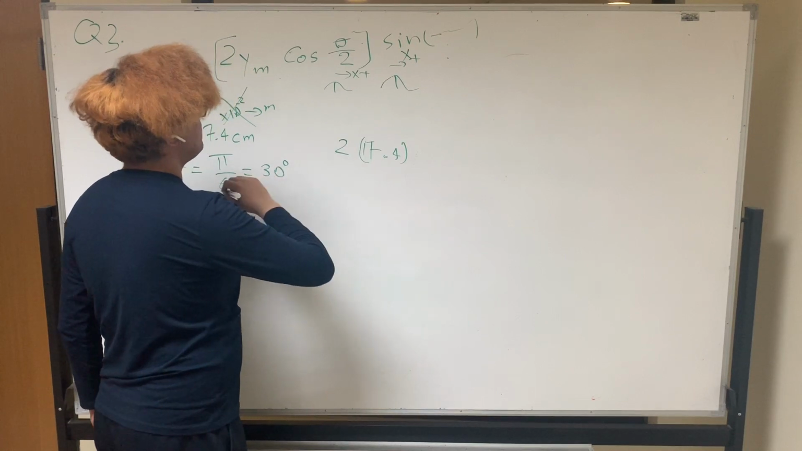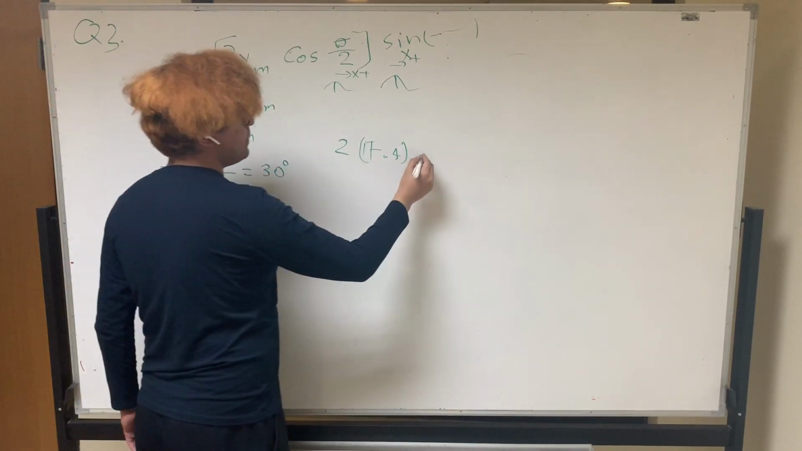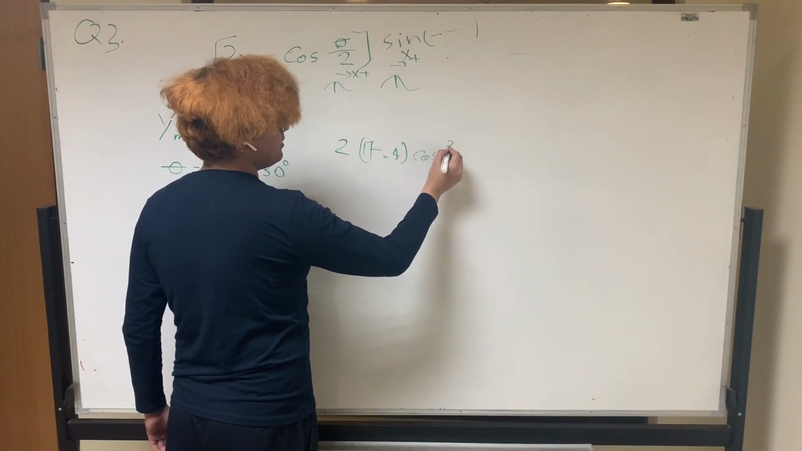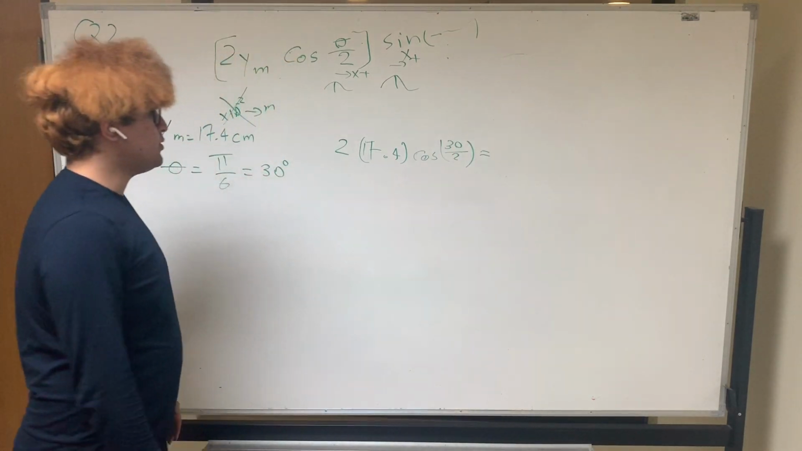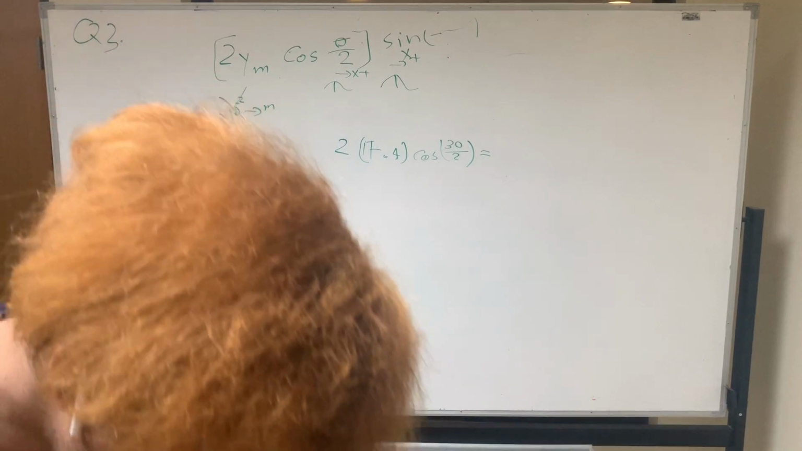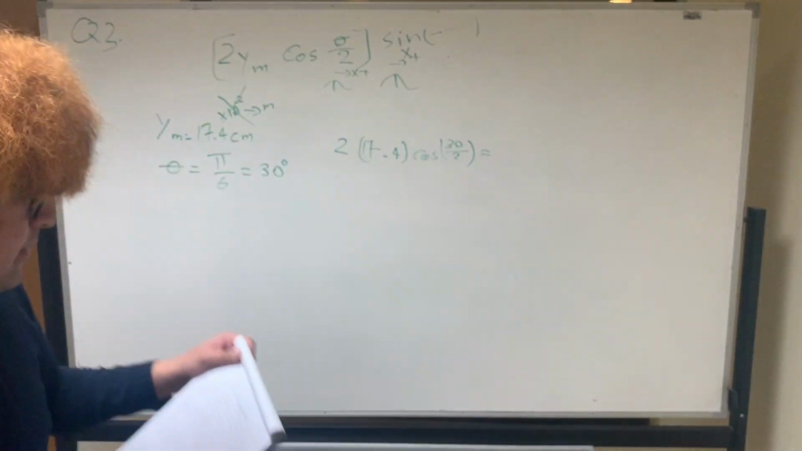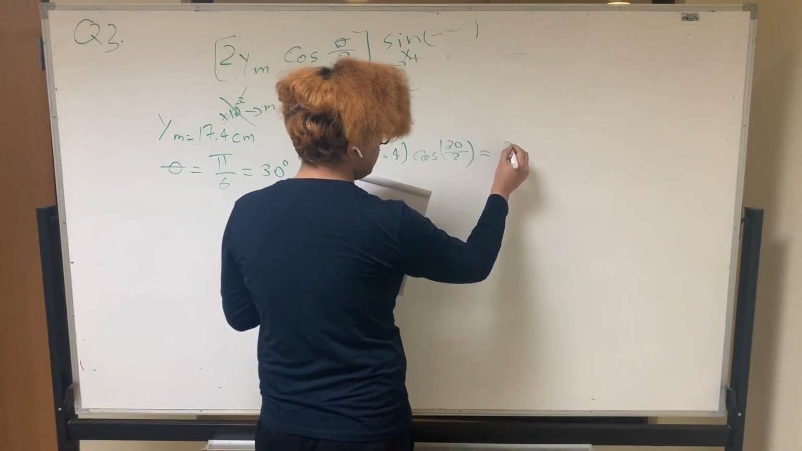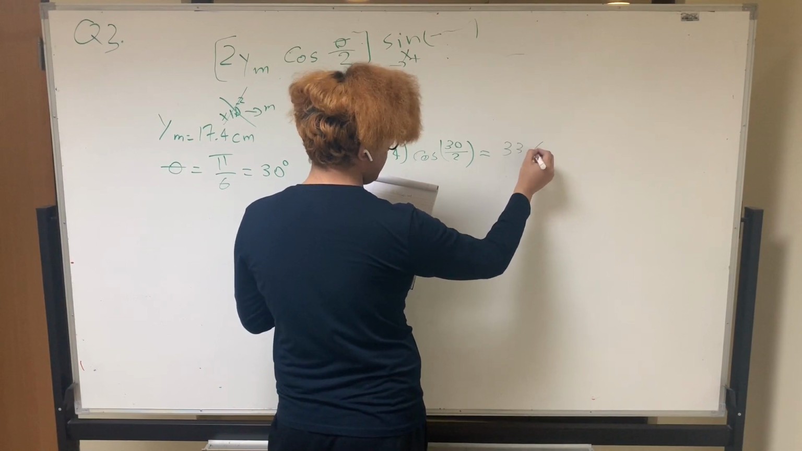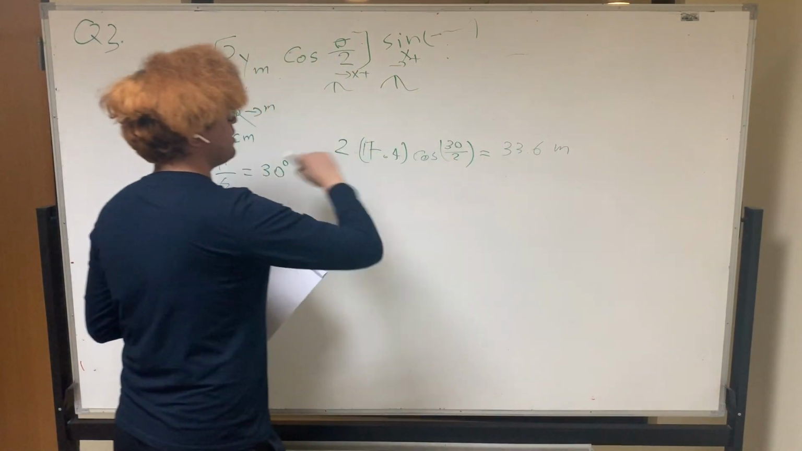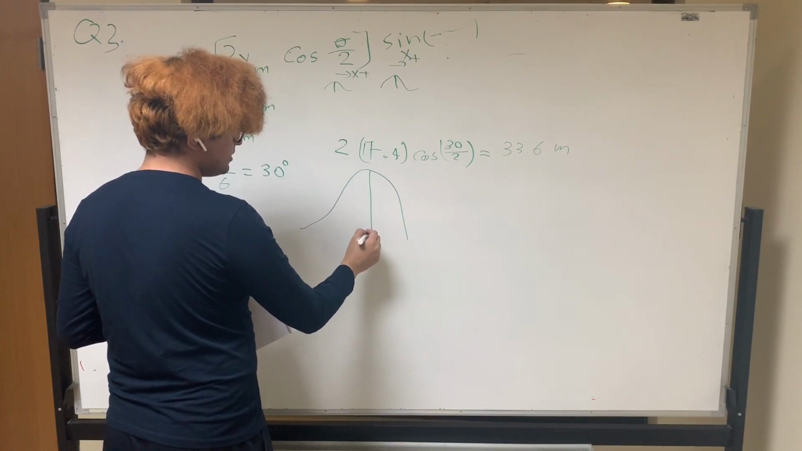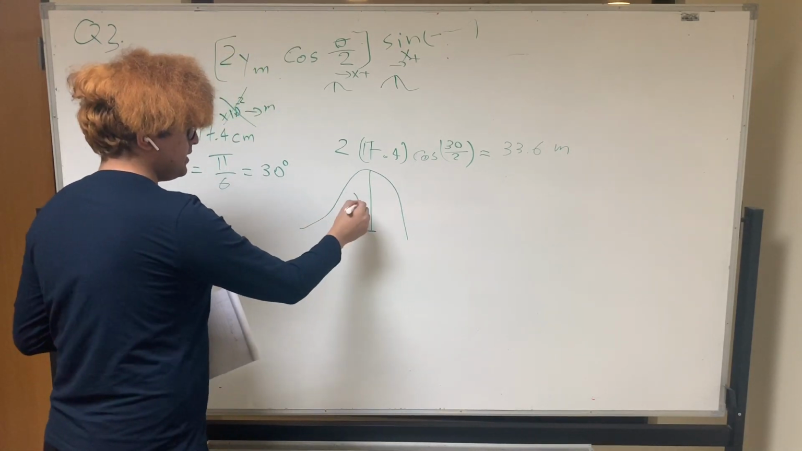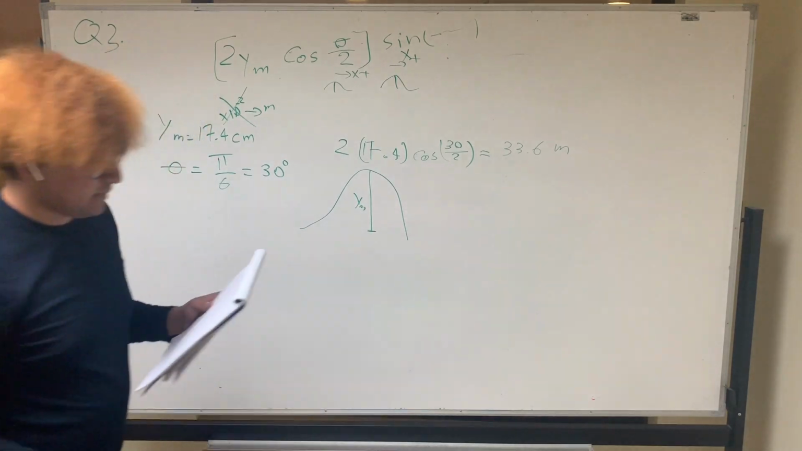0.4 times cosine 30 over 2. And if you plug this into your calculator, you'll be getting 33.6 meters. And that will be the amplitude of the resultant wave after the interference. This value. And that's it.